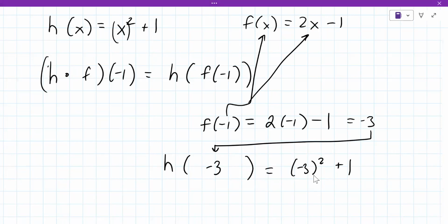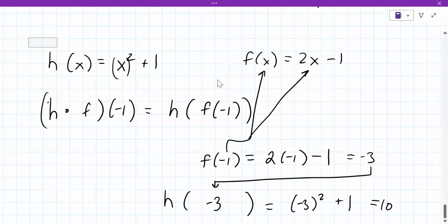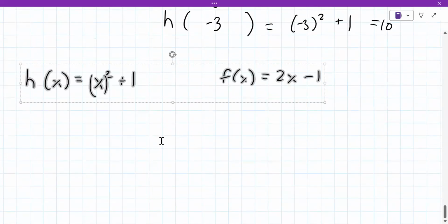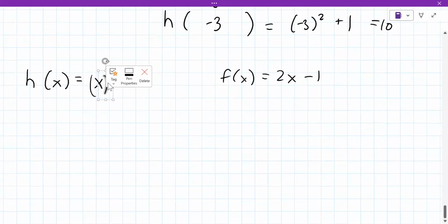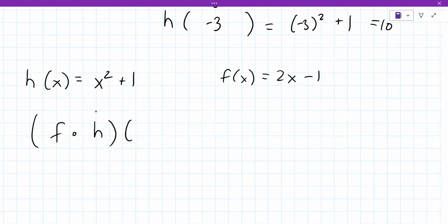Is that 10? Yes. Okay. And that's the result it's looking for. Okay. So now let me grab these two functions again. We'll do another example here. All right. So let's go the other direction now. Let's go f of h of -1.